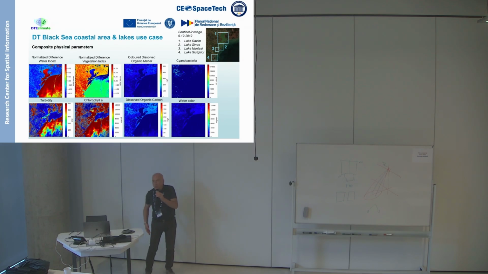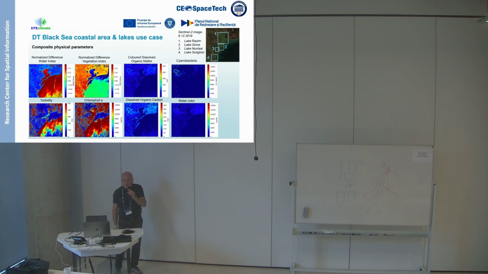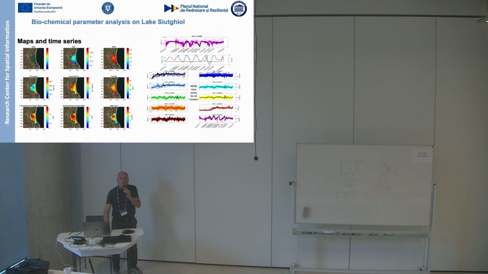parameters for the water surface, like cyanobacteria, chlorophyll, turbidity, water indices, water color. For the Black Sea, we estimate the currents. So these are examples of the parameters for inland lakes, and they are observed on time series, and they are correlated and analyzed together with time series of climate meteorological data, temperature and precipitation, in such a way to detect causalities and relations between the phenomena.